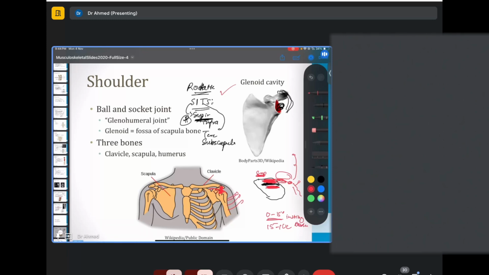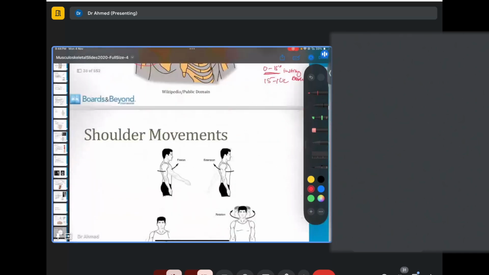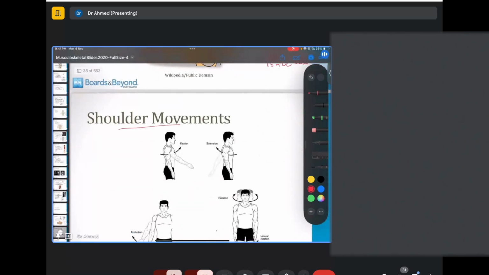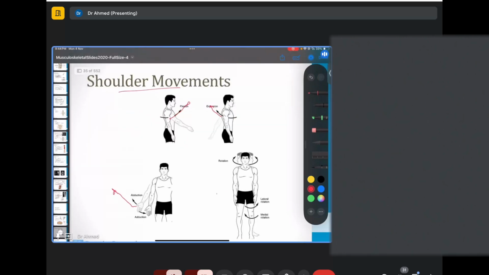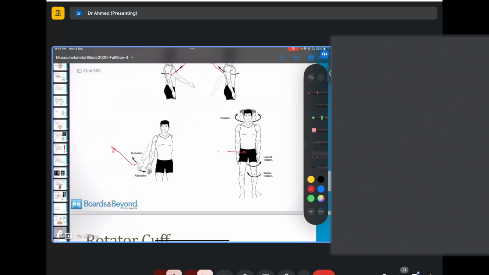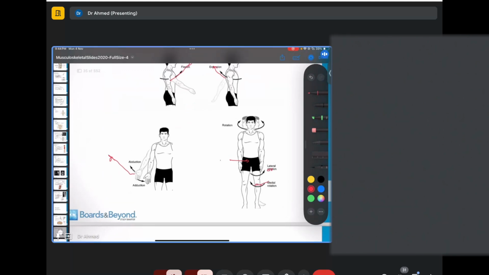So you have three bones in your shoulder. You have the glenohumeral joint. This is your glenoid fossa, and this is your humerus bone, right? You have the clavicle as well. The clavicle, your scapula, and your humerus collectively form your shoulder. Let's discuss some shoulder movements. You know flexion, moving your arm here. This is your extension. This is your abduction and adduction like that, and lateral rotation and medial rotation, right?